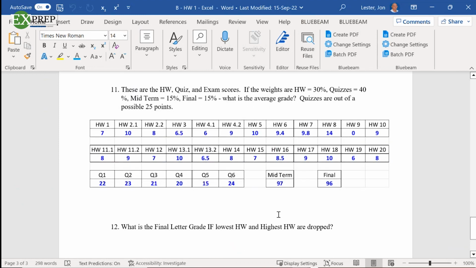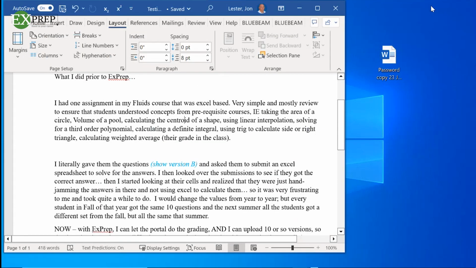What's the average? And then I give them an if then, hey, if you drop the lowest and the highest homework, what's the final letter grade? So they have to do the calculation, they have to put the if then statement, and then they also have to use the grade schema to determine that an 89.4 is a B, but an 89.5 is a B plus, and so forth. So I did that, and I was able to.